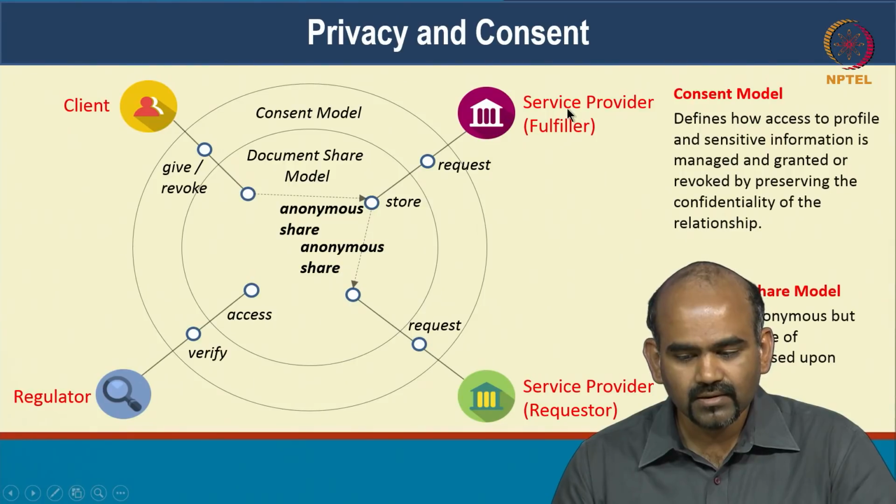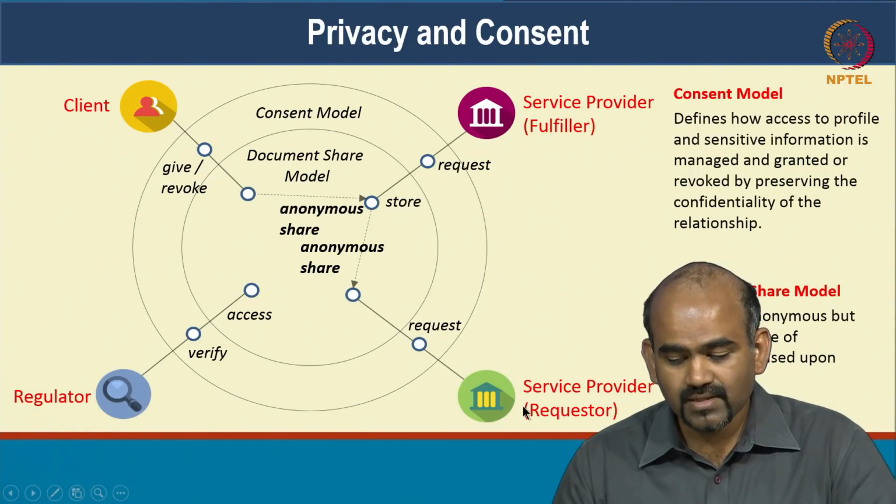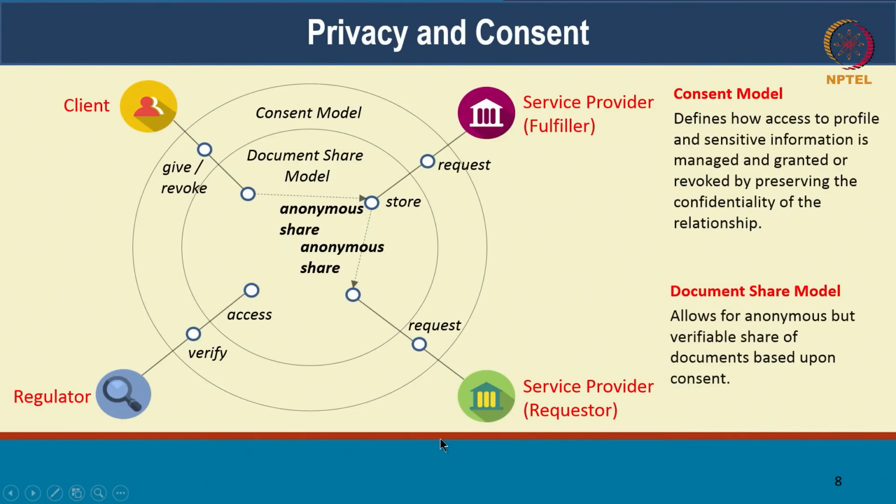So there is a client, a service provider. Think of it as a bank. So this is, let's say, the first bank that onboards this client, and there is a requester. This might be a second bank that the client has gone to, and there is a regulator that's overseeing all of this. So there is a document share model, that is the inner circle. So this is where documents are being shared by the entities in the ecosystem.